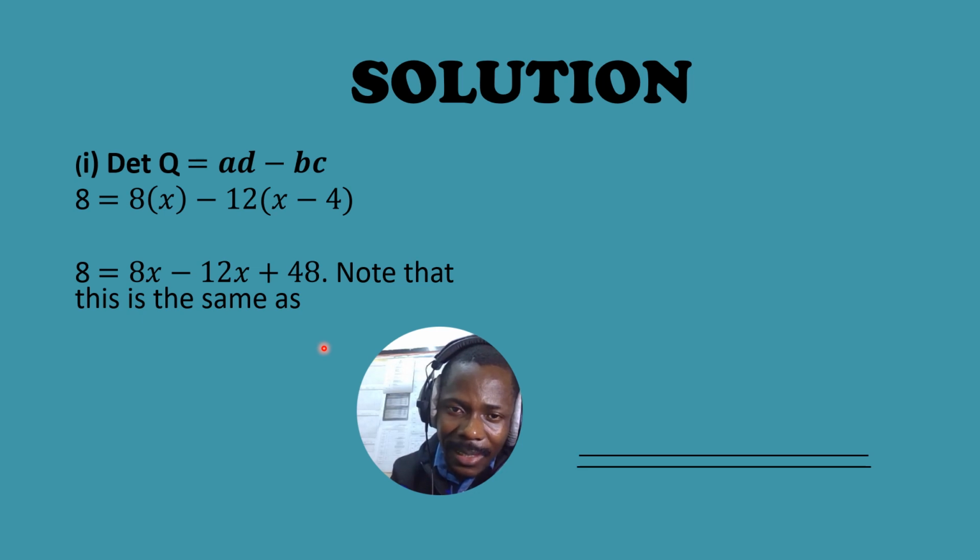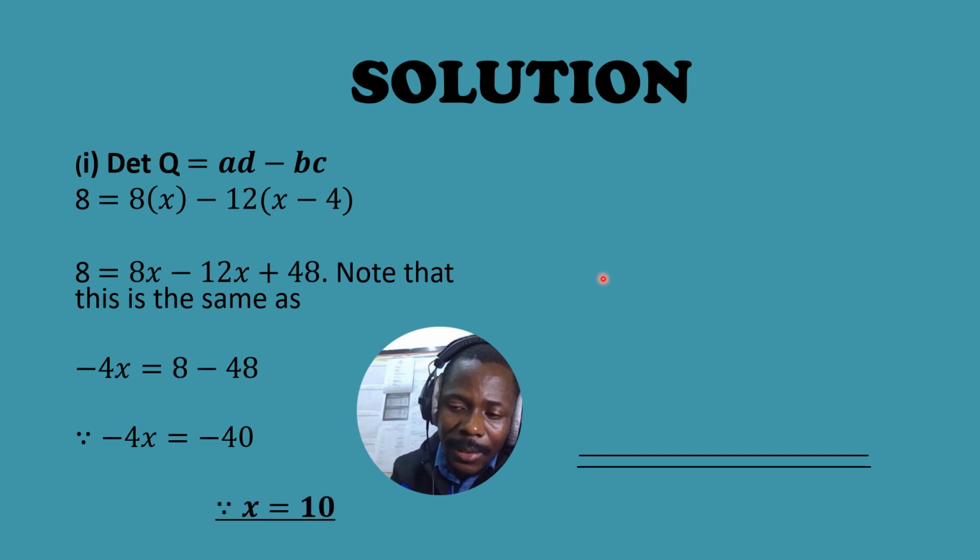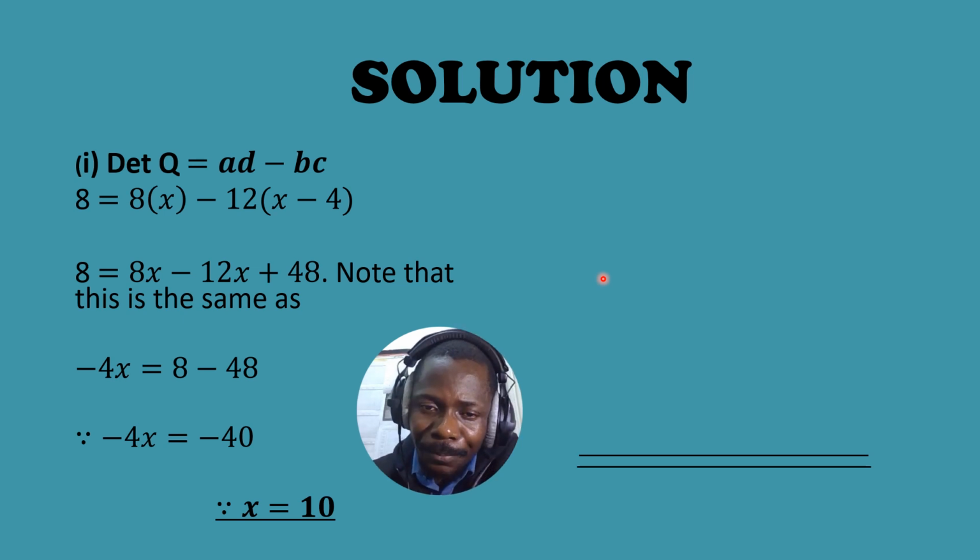Note that where order is concerned, this is just the same as negative 4x is equal to 8 minus 48, which is going to give us negative 4x is equal to negative 40. So dividing both sides by negative 4, we are going to remain with x is equal to 10. That's the value for x there. I hope we are really getting how we are finding these solutions.